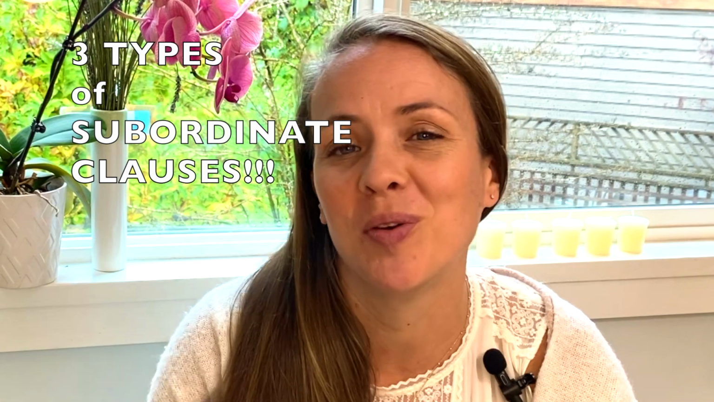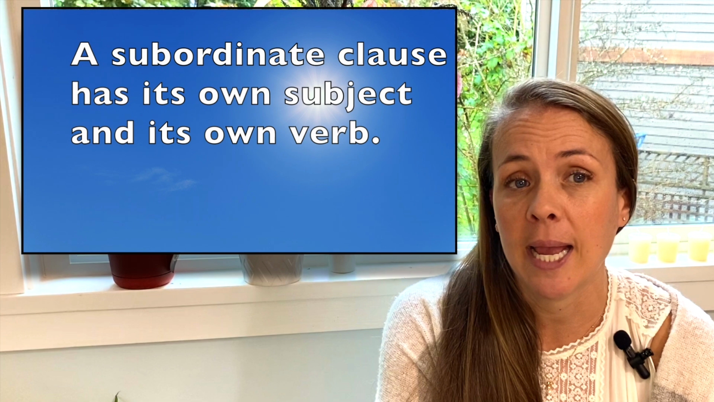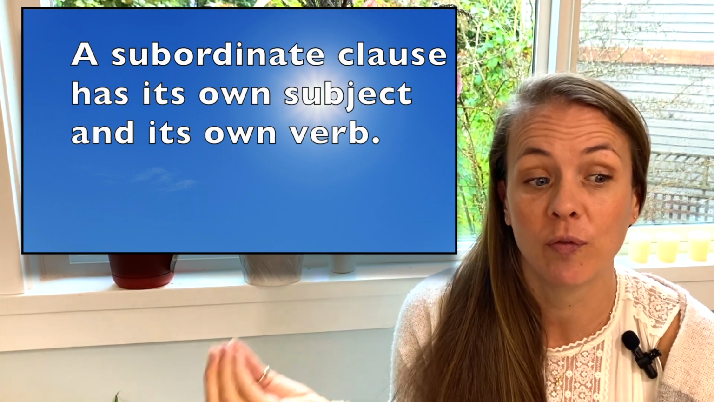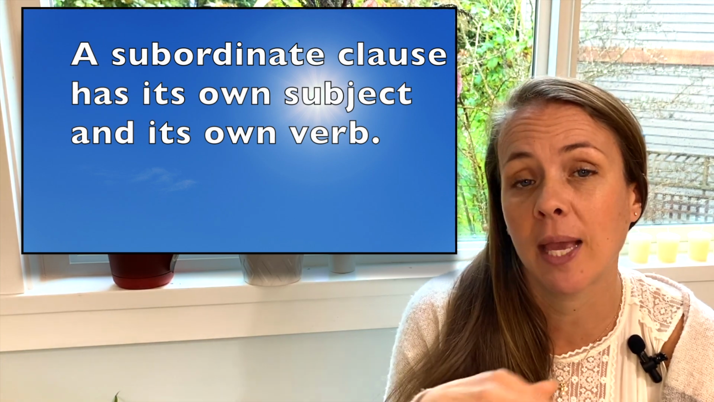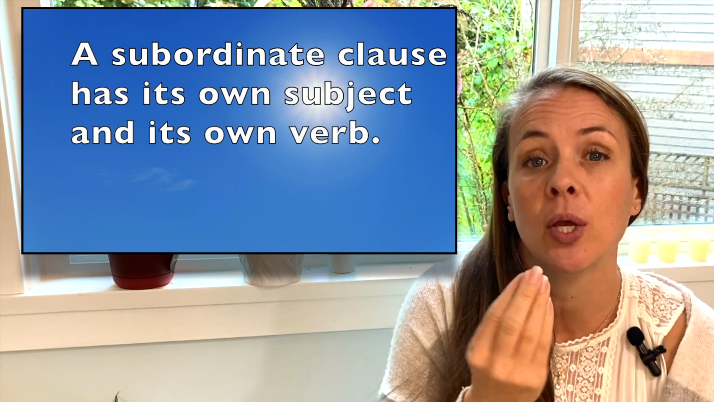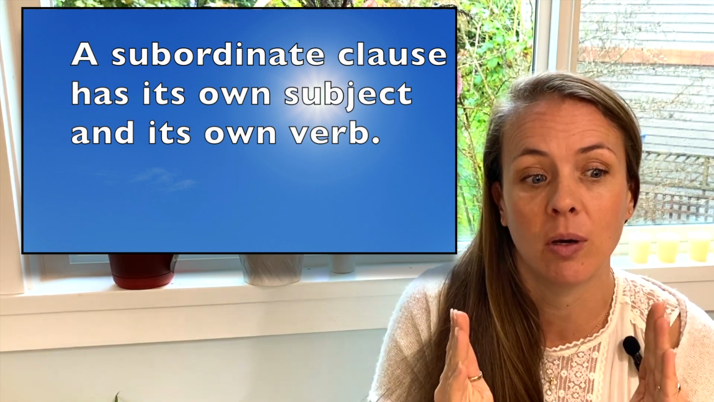Have I lost you? I hope not. I'm going to dumb it down a little bit. I'm going to break these subordinate clauses into all the different types of subordinate clauses, and then I will give you a bunch of examples as well. A subordinate clause has its own subject and it has its own verb, okay? But they cannot stand alone. They have to be connected to the main clause.